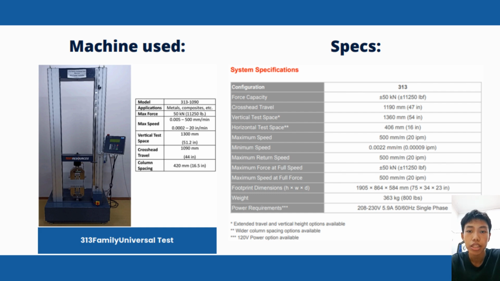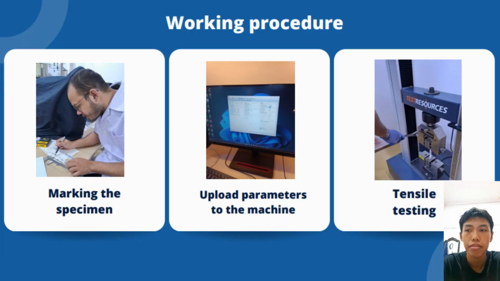So for the machine used in the tensile test experiment, we're going to use the 313 family universal test machine. Here are the system specifications of the machine. So in summary, the working procedure of the tensile test experiment consists of three steps. First of all is to mark the specimen's parameters such as the grip area, the gauge length, and the width using a marker. The second step is to upload the parameters that we have measured before to the computer and to the machine. And after that, we may start doing the tensile test experiment.